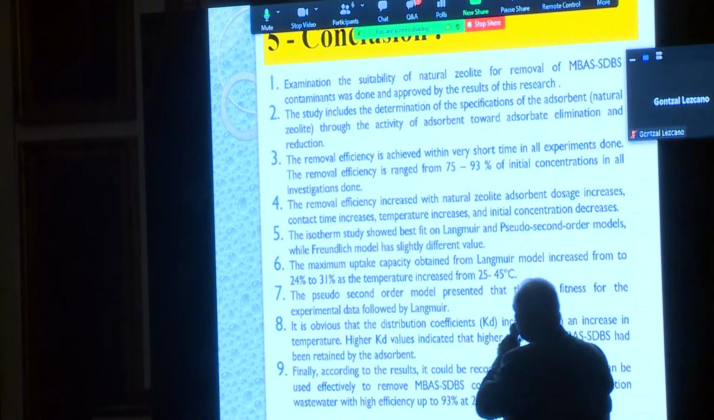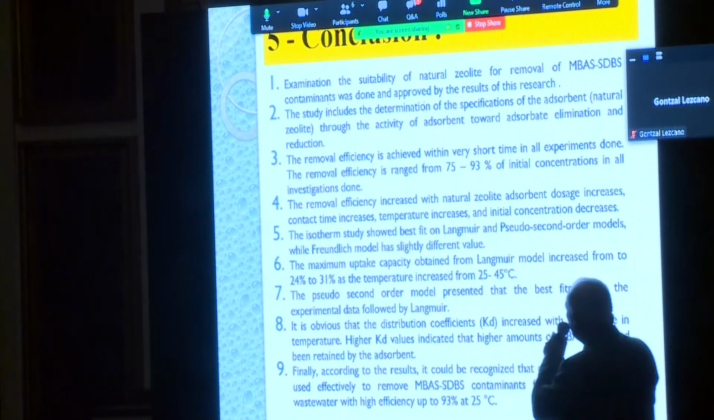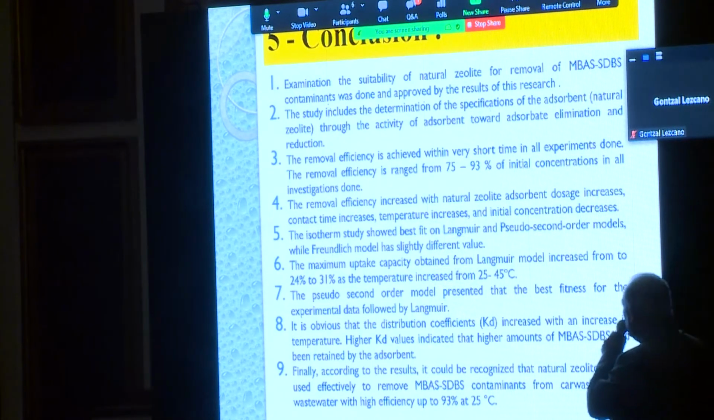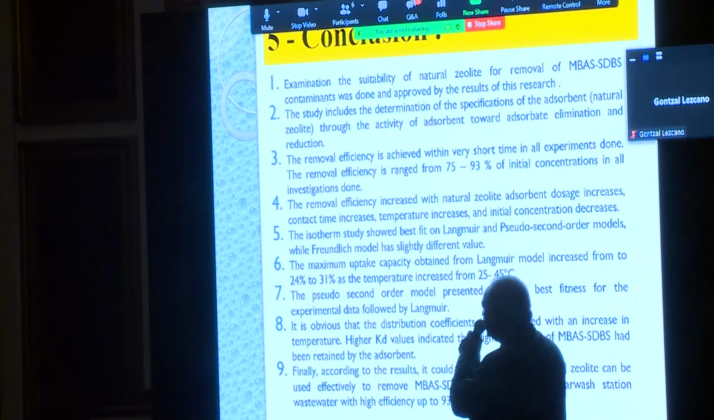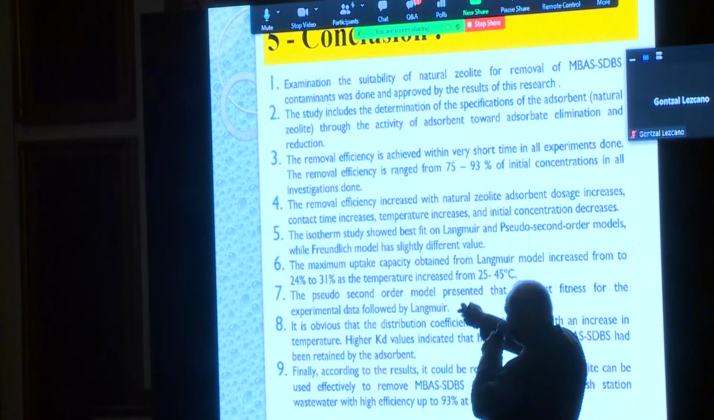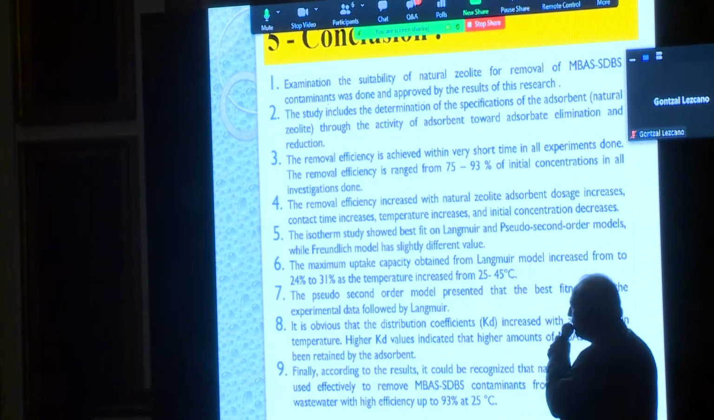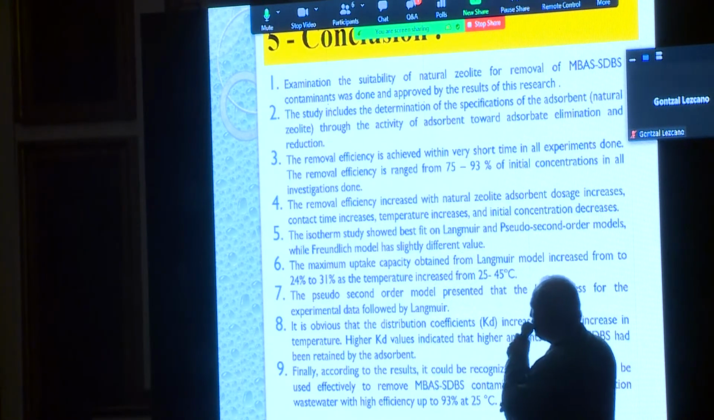The removal efficiency increased as natural zeolite adsorbent dose increases, contact time increases, temperature increases, and the initial concentration decreases, which usually happens in this type of investigation. The isotherm study showed best fit on Langmuir and pseudo-second order models, while the Freundlich model has a slightly different value in correlation coefficient, actually.